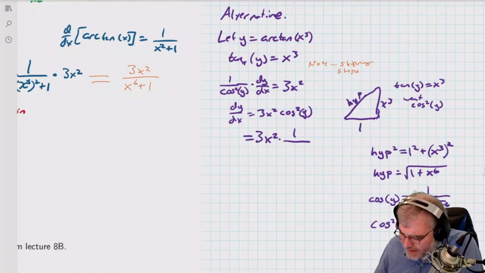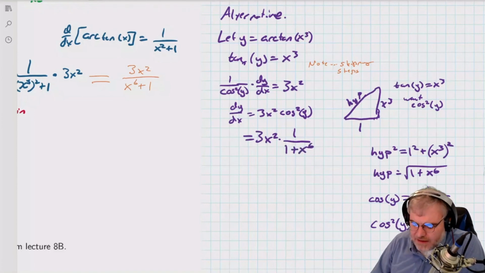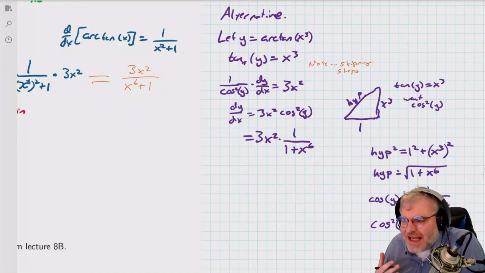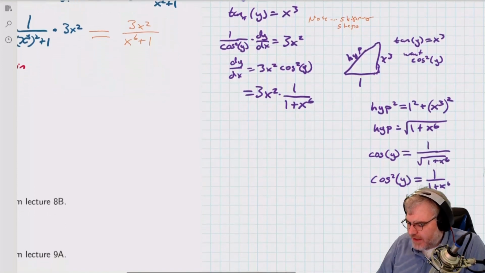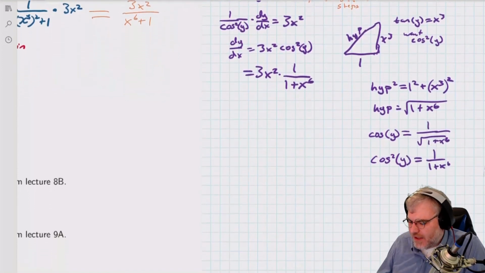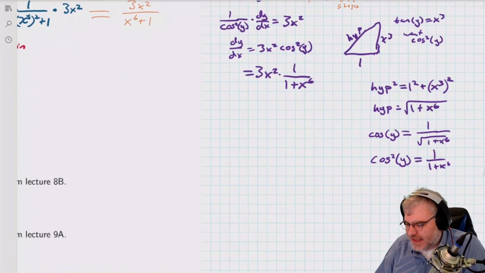Okay, so now I wind up with this times 1 plus x to the 6th. So I can do it that way. Whether or not you want to do it that way is up to you. And again, I forgot to square my 3. I forgot to multiply my 3 times 2, right? I forgot the 1 plus x to the 6th.